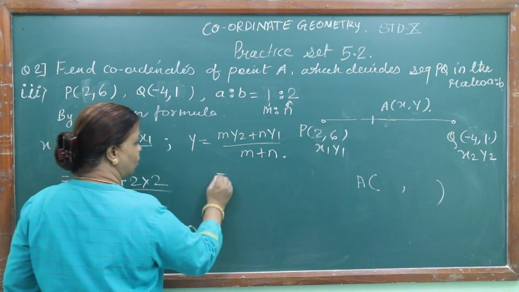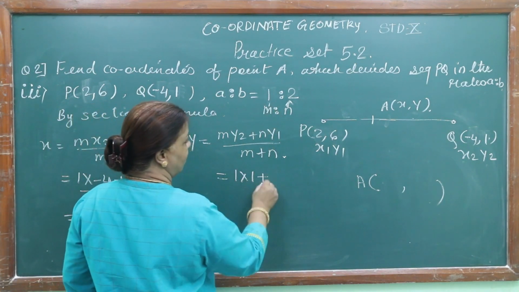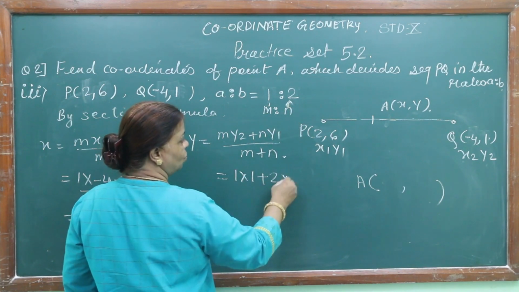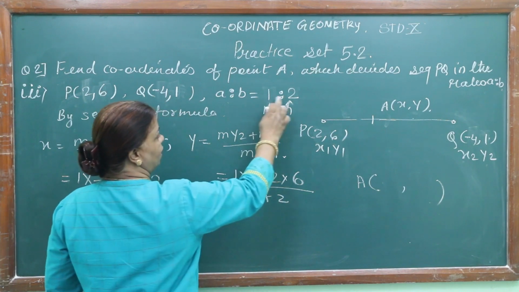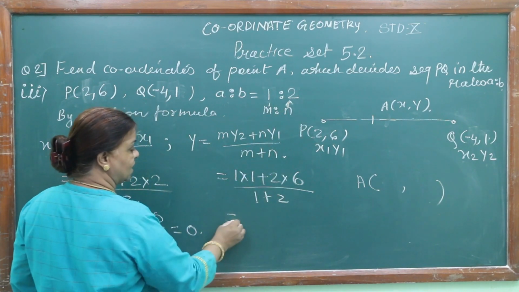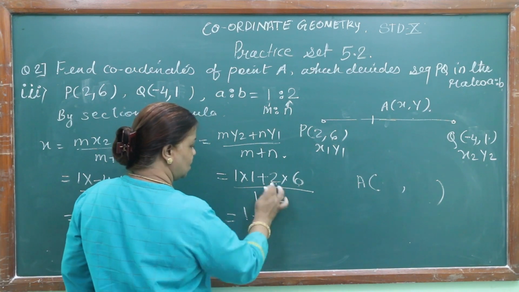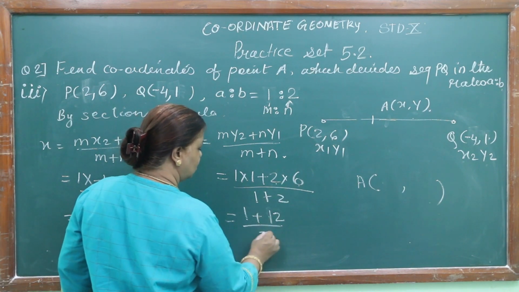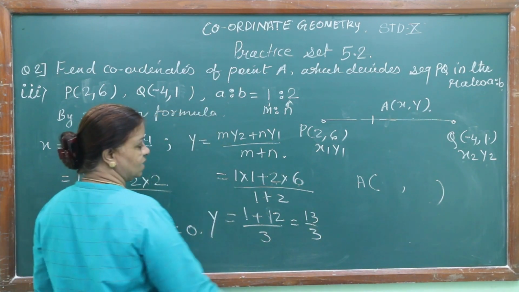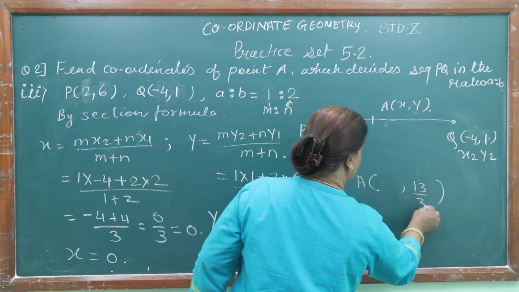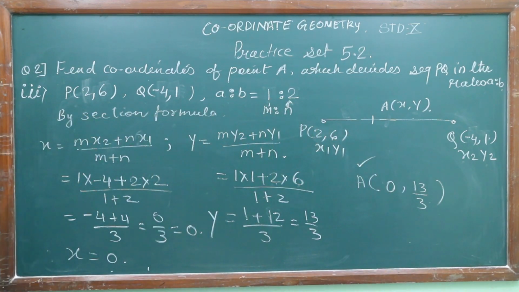Now let us go for the y coordinate. M is 1 into y2, plus n, 2 into y1, upon 1 plus 2, m plus n. 1 plus 12, that is 13 upon 3. So the y coordinate is 13 upon 3 and the x coordinate is 0. You can pause the video and solve the sum, children.